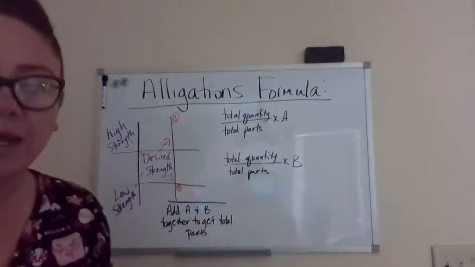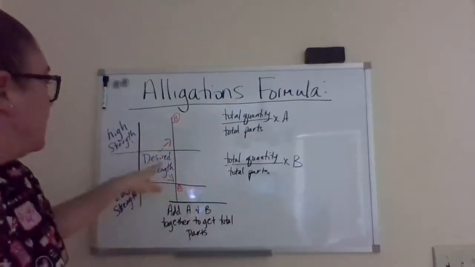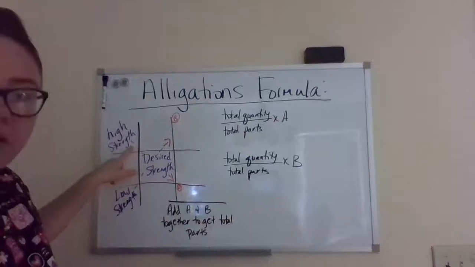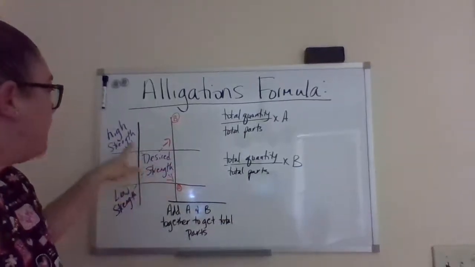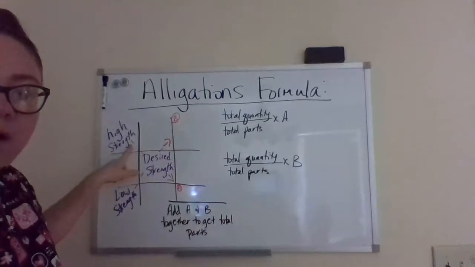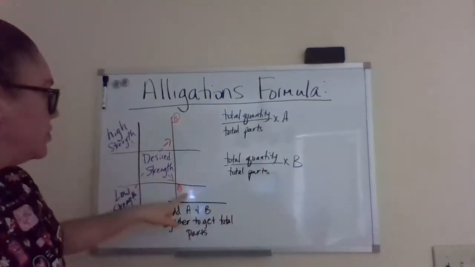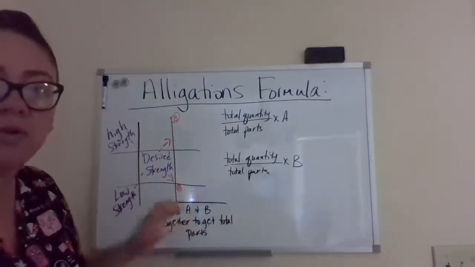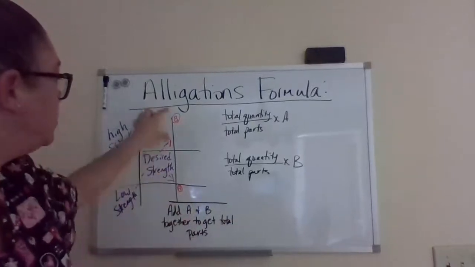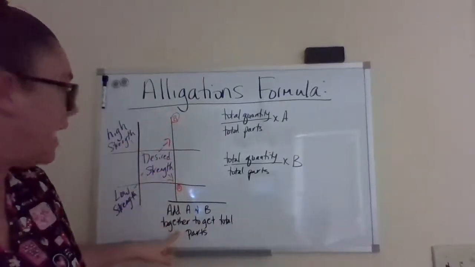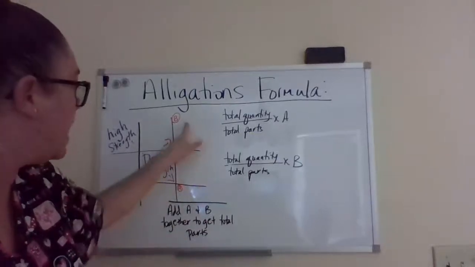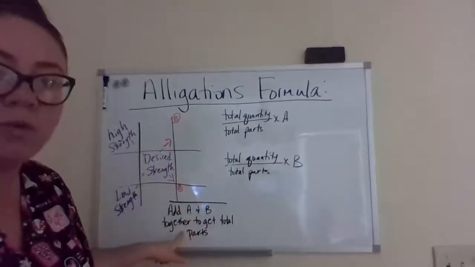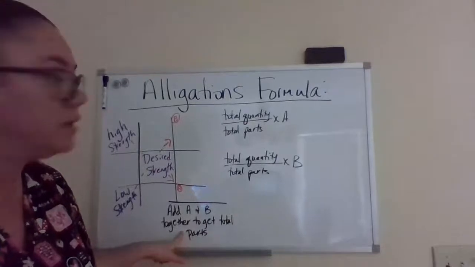Now there's no negatives, okay? So if this is higher than this, you're still going to subtract properly. So if this is 5 and your high strength is 4, you're going to subtract, which is going to give you 1. Okay, so no negatives there. Once you get A and B, you're going to add those together to get your total parts.